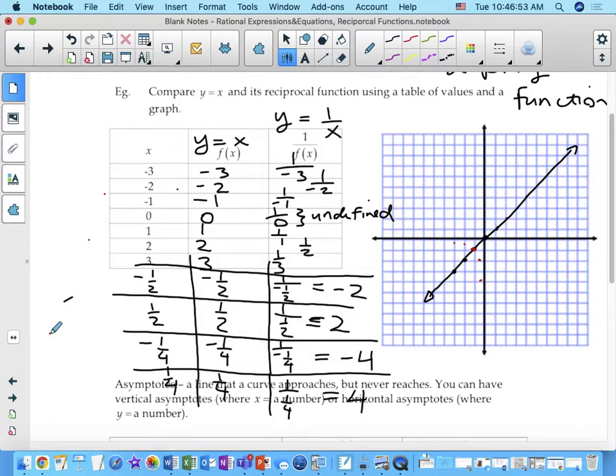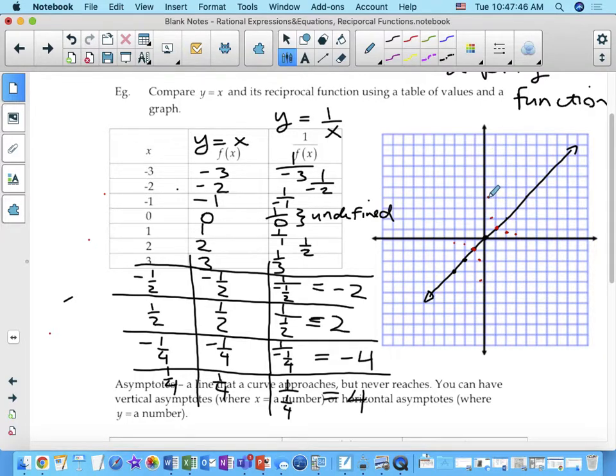And then when we plot the rest of these, when x is 0, y is undefined. So we'll see what happens there in a sec. When x is 1, y is 1 over 1, which is just 1. When x is 2, y is a half. So that's here. When x is 3, y is a third. Okay, and then I also did these ones. When x is a half, y is 2. And when x is a quarter, y is 4.